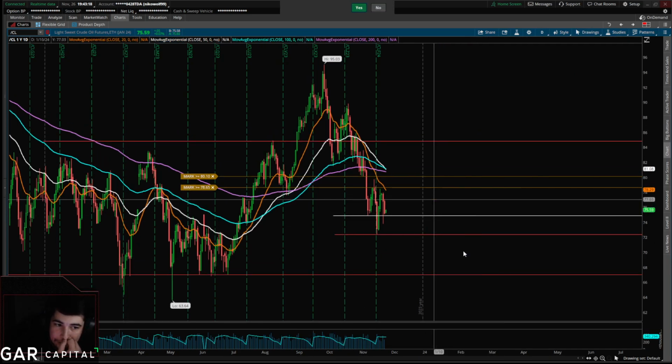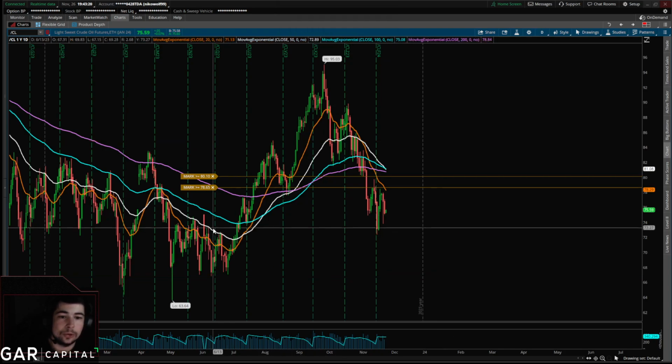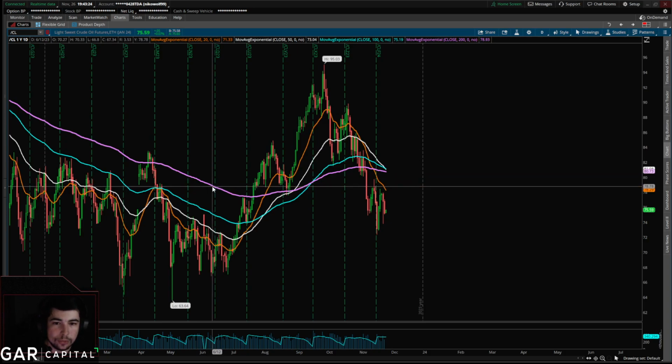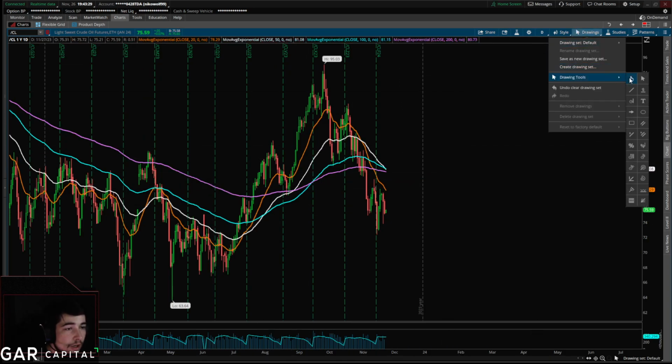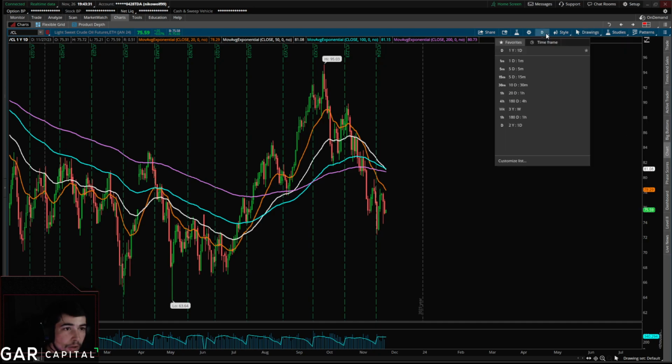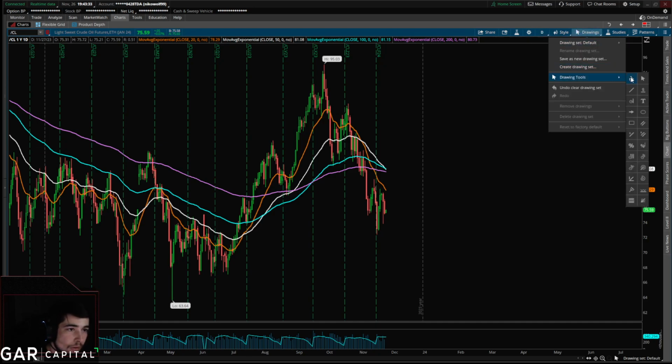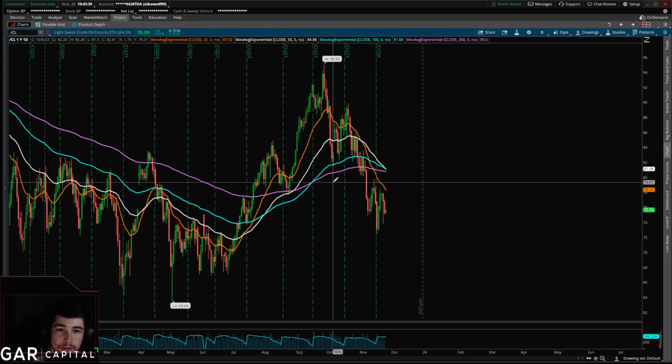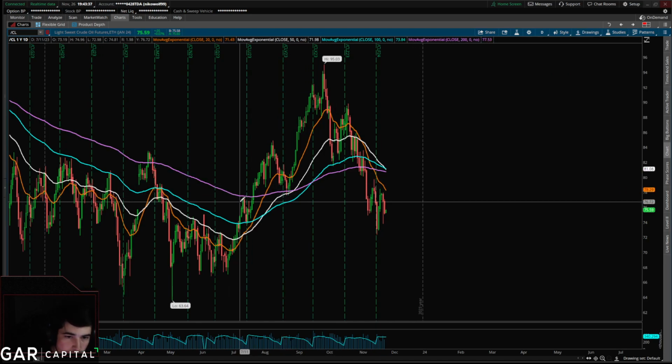Okay, let me clear this up again. The reason I clear this up is so you guys can get an idea of why I plot certain support resistance levels, what my thought process is to them. So what are we on? We are on the 1 year daily. Okay, perfect. Let's identify the channel we're in between more or less.